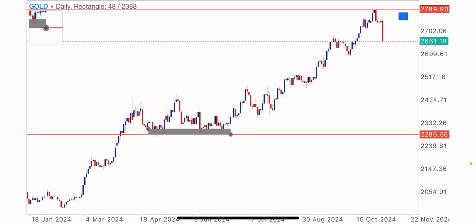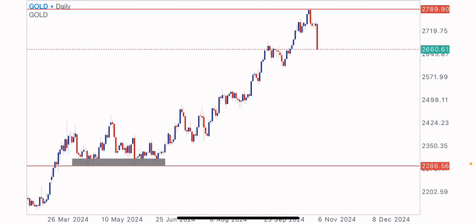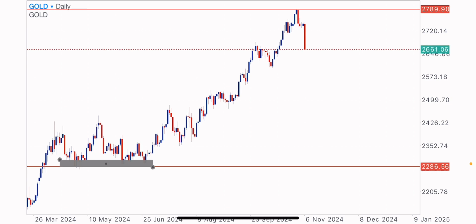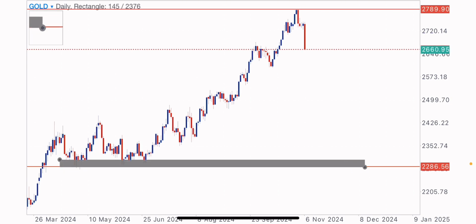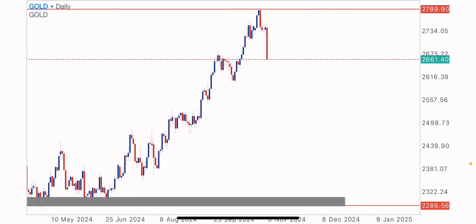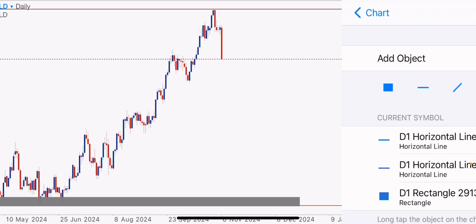Whereby the market created a form of rejection or a reversal at this point here. Okay, so this is our major zone. Let me highlight it like this, so we can clearly know that this zone is our major key zone. And then we have this zone here.